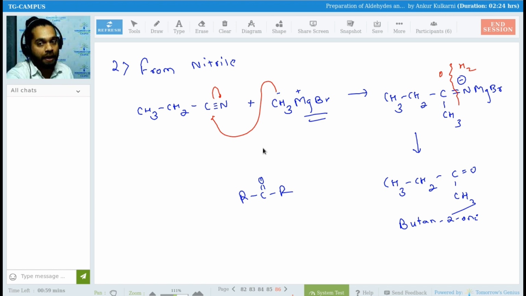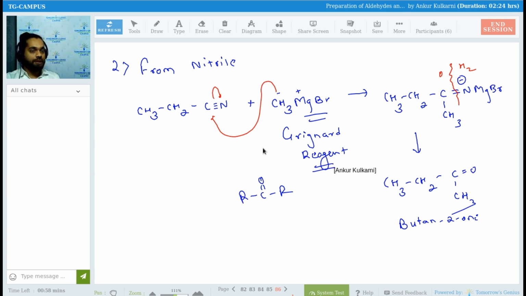I hope it is clear, Sarjana, Prashanti. So what we have done is prepare a ketone. And how? Again, we have used a Grignard reagent. We have seen how a Grignard reagent works, and the Grignard reagent which we used was given to us by Prashanti. I hope it is clear. Come on, give me yes or no in the chat box. Is it clear? Okay, come on, write it down and just give me a minute.